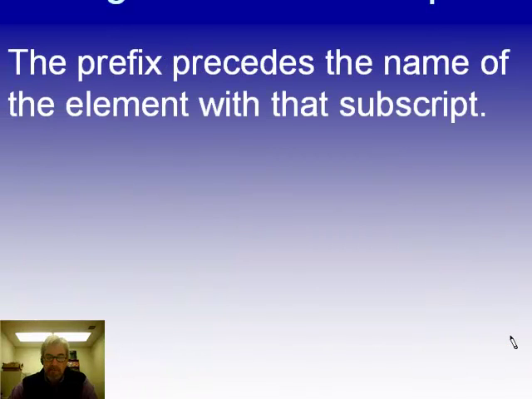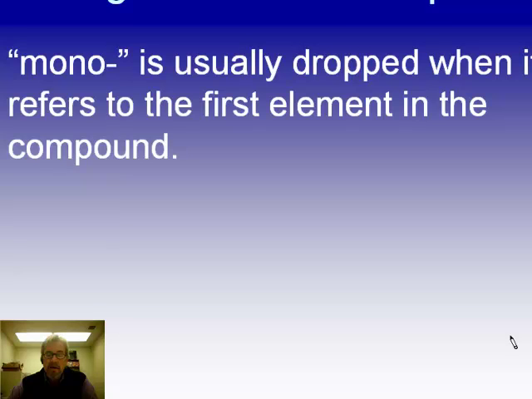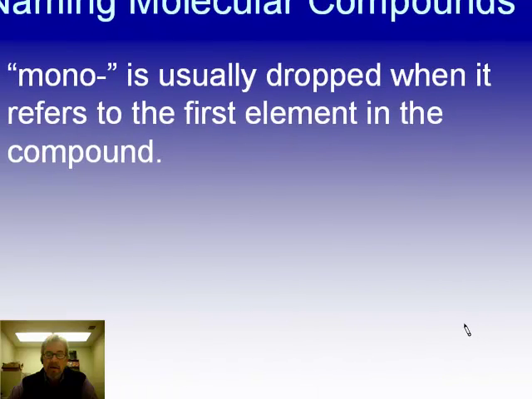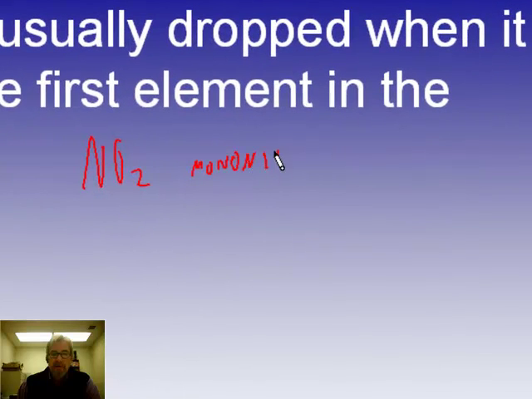So the prefix precedes the name of the element with that subscript. In other words, you put it in front of the element name. The last element listed ends in "ide" when you're naming a molecular compound, just like in an ionic compound. And the prefix mono, we usually don't use that. When it refers to the first element in the compound, we don't say mono. It's only used for the second element in the compound. And unless it's oxygen, we still usually don't use it. So for example, if I had NO2, I wouldn't say mononitrogen dioxide. We just don't use mono when it's the first element.